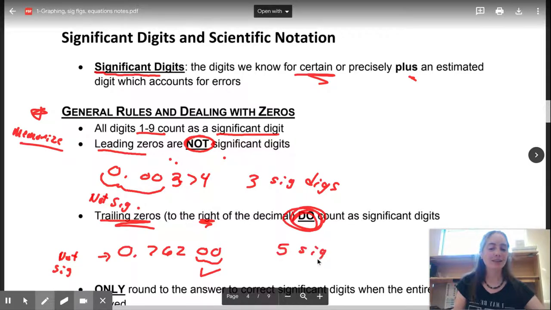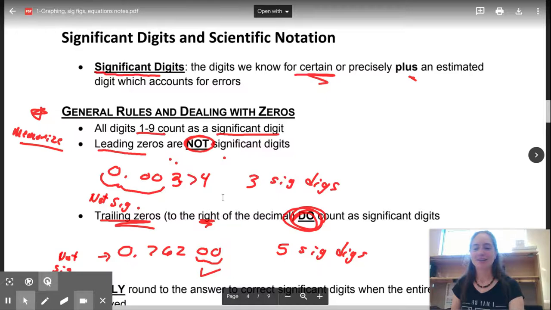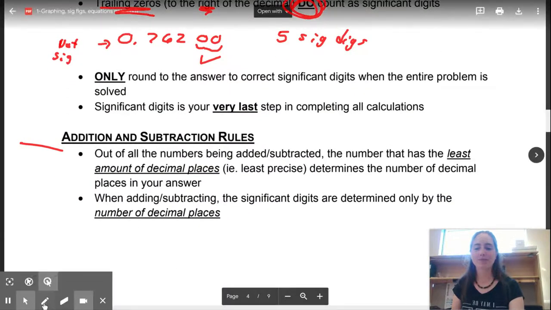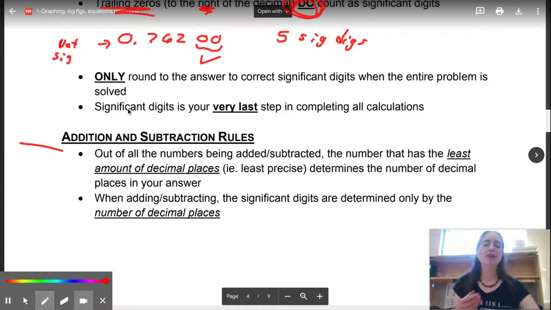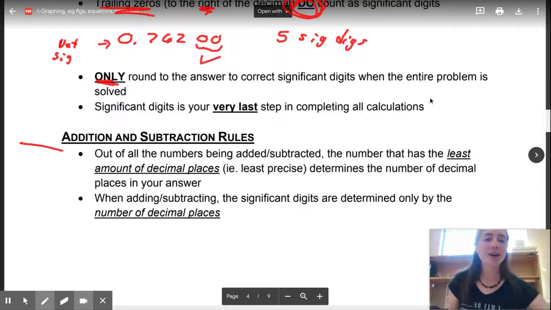There are 5 sig digs in this number. All right, let's scroll down a bit. There we go. So, ladies and gentlemen, when you are finished doing your calculations, you're going to round your number to the appropriate number of significant digits. You are only going to round the answer when the entire problem is finished.